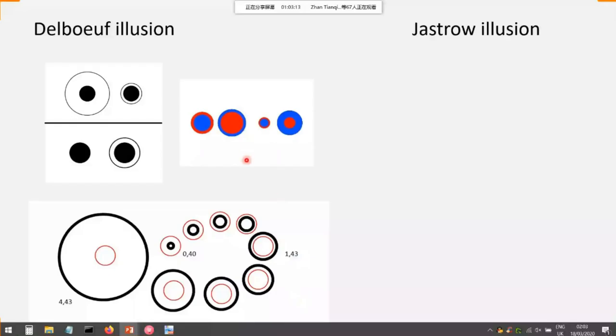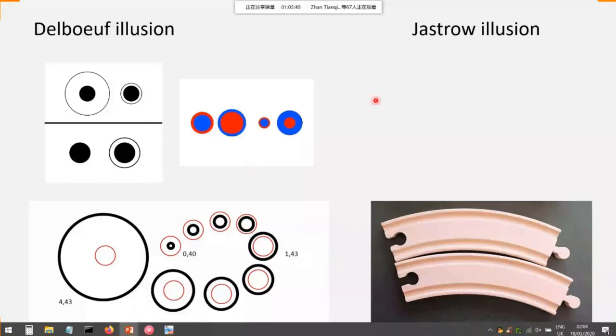Or here, you have additionally an effect of the colors. So remember, there was this example of the chromatic aberration. Red and blue should not be used together. And here it is used to highlight this effect. Additionally, highlight this effect of the Lebeuf illusion.